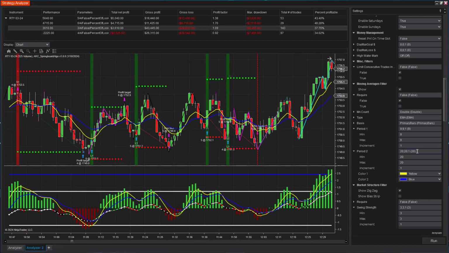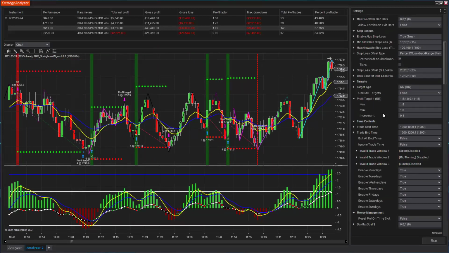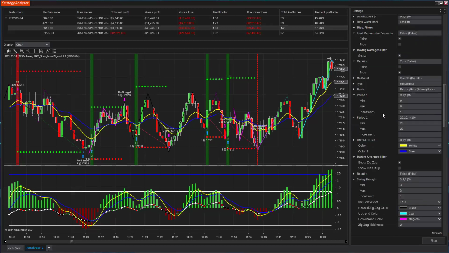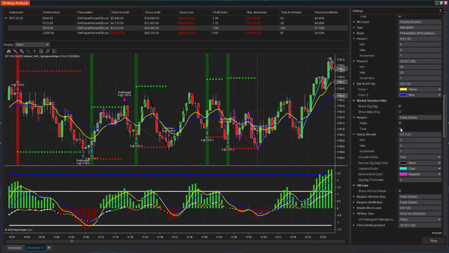Okay, so let's do this. The first thing I'm going to do is require the EMAs. And I'm going to set this to 3s. I'm just going to leave that at 3. And then let's go, is it better to have structure or not? So we'll just do true or false. So we'll optimize a couple things here.